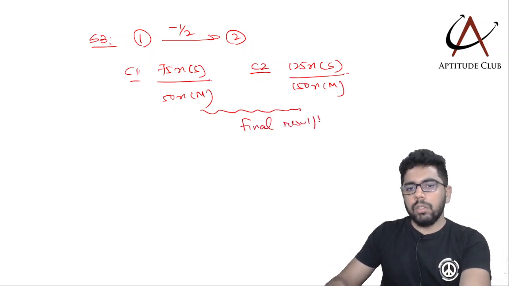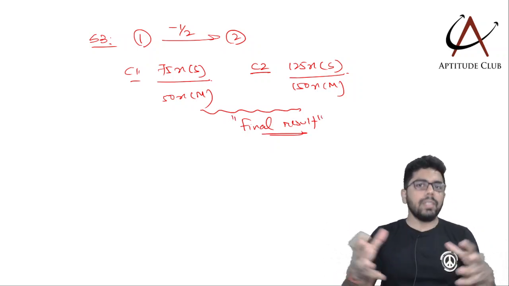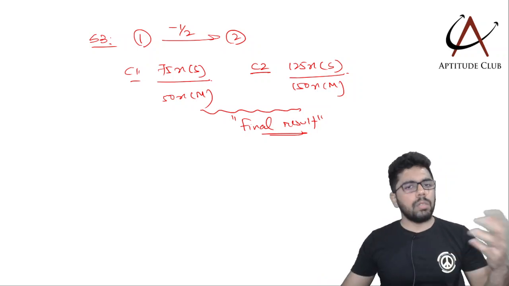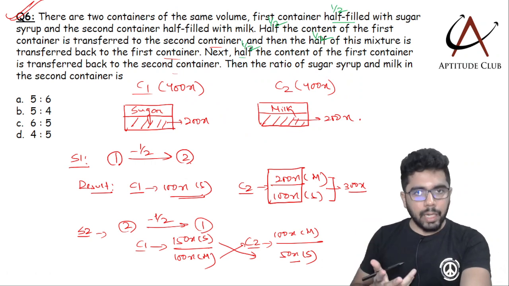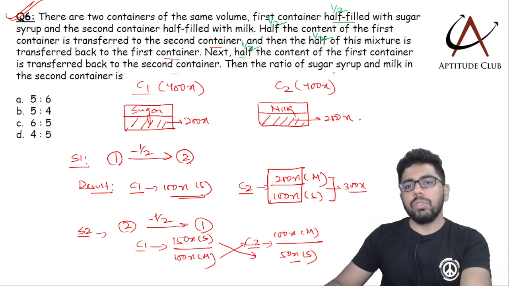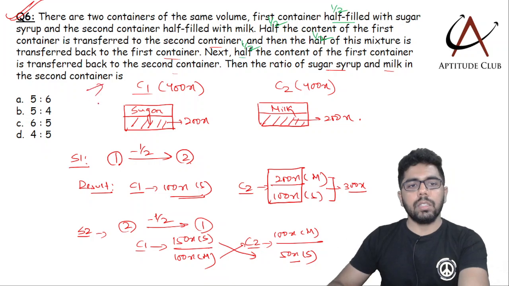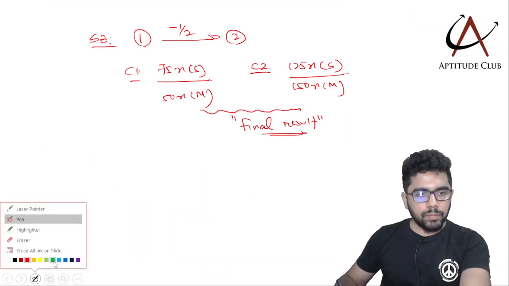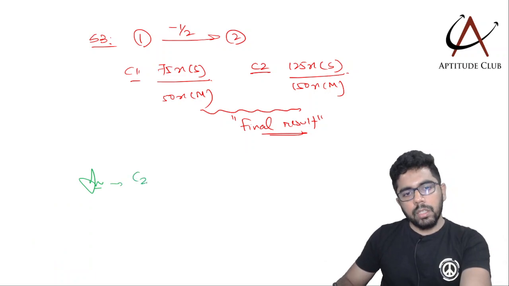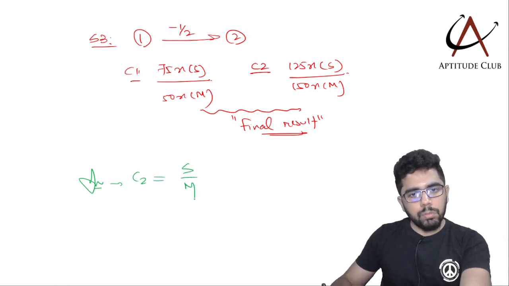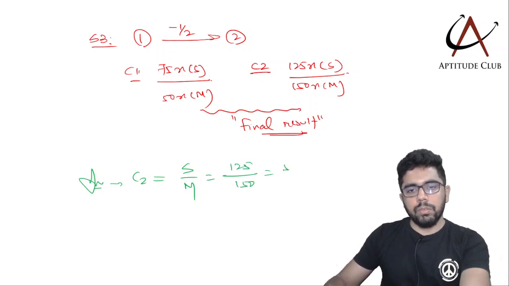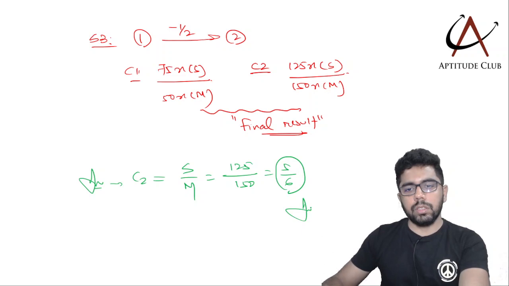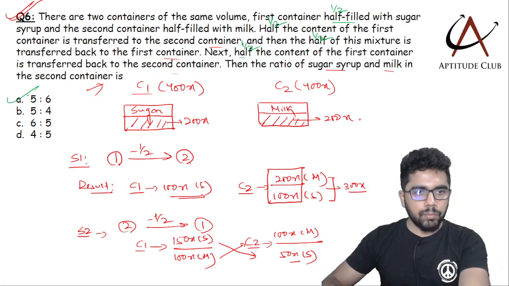Do you understand? We didn't use any formula. What we did is just take one sentence at a time, and as the question kept saying, we kept doing that, and you see nowhere did I get a decimal number because I had assumed in that manner. The question is saying find the ratio of sugar syrup to milk in the second container. So what will be my final answer? In container 2, what is the sugar to milk? So 125 to 150. So 25, 5, 5:6. The answer. So option A.